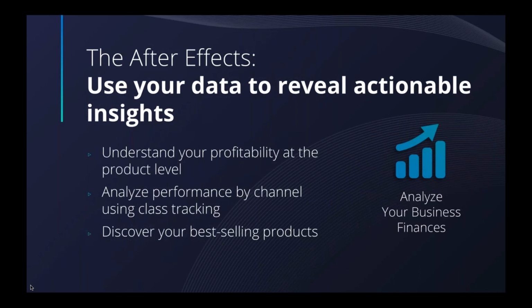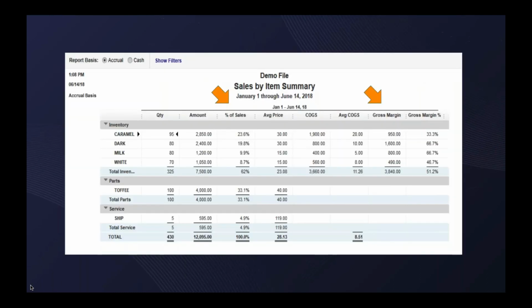If we could go to the next slide, I'm an accountant, so it's not real pretty. Creativity is not my thing. But here's an example of a sales by item summary. You can get the sales by product summary in QBO. They're default reports that exist.